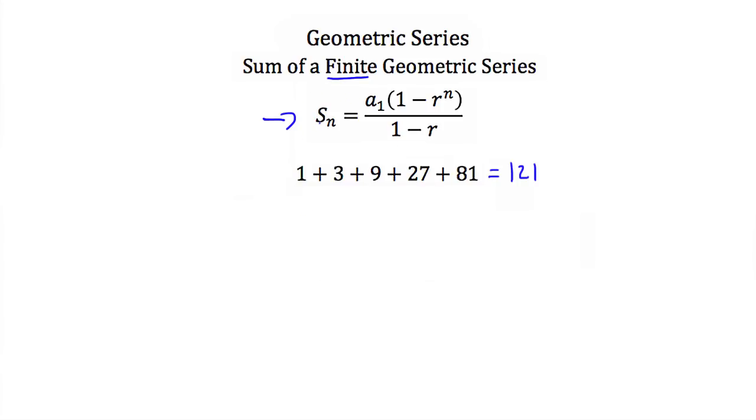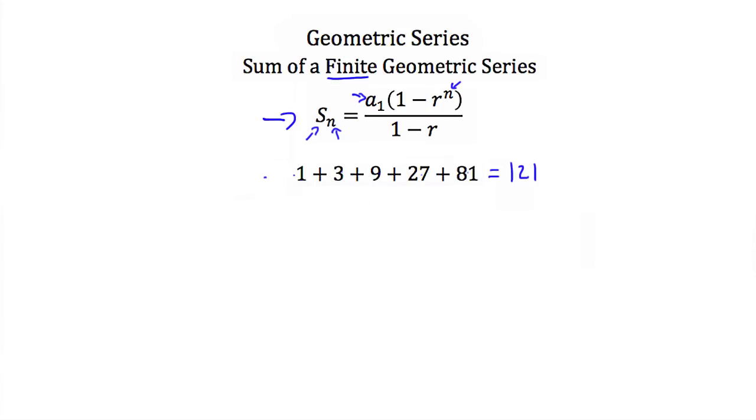This formula means S of n is just your sum, where n is the number of terms in your series. In this example here, there are 5 terms: 1, 3, 9, 27, and 81. A1 is the first term in your series. In this example, that would be 1. N, again, is the number of terms in your series, and R is your common ratio. Your common ratio is the number that each term is being multiplied by.